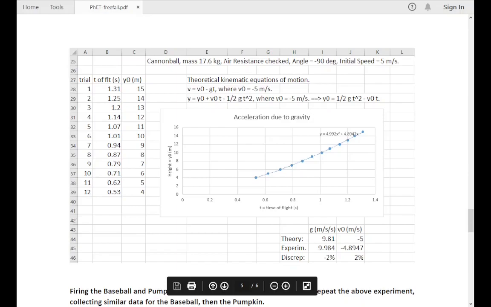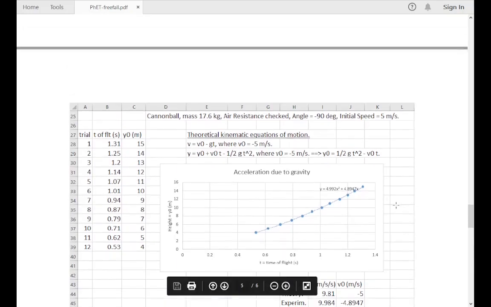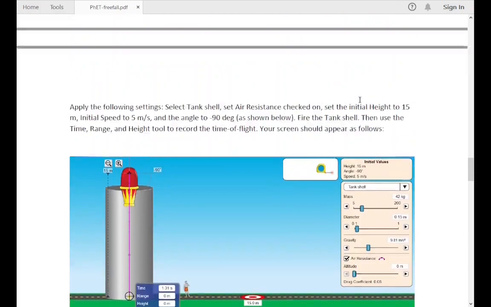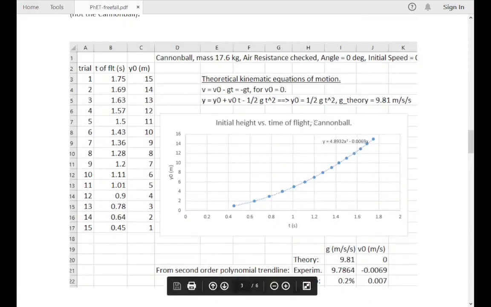So here I have a second experimental value that was known that we can check the experimental error on. Okay, so we do that. We did that for the tank shell. We did the tank shell just dropping from free fall up here. So here's where we dropped it from free fall, collected our data for that. The initial velocity was 0.